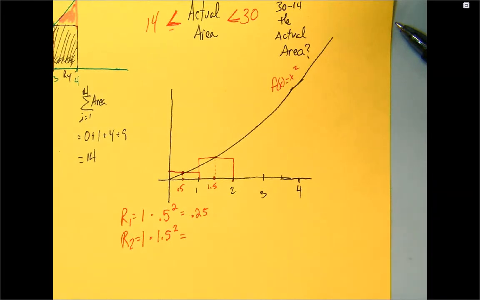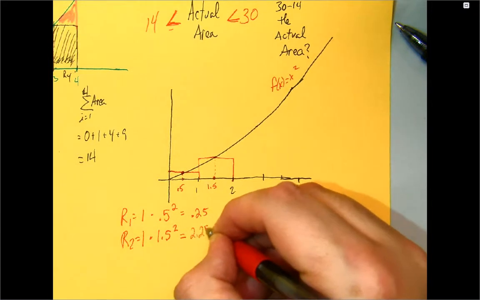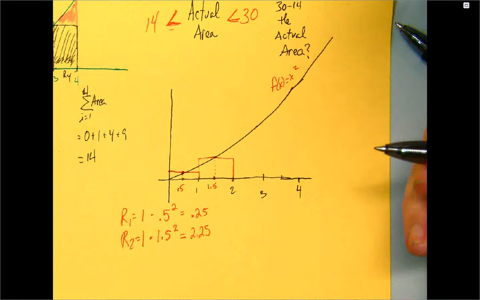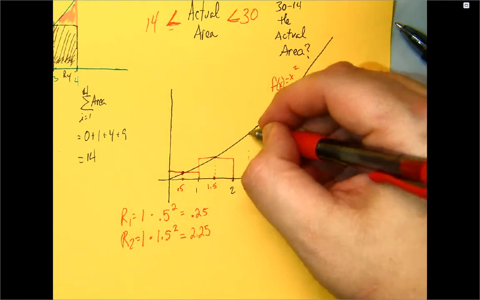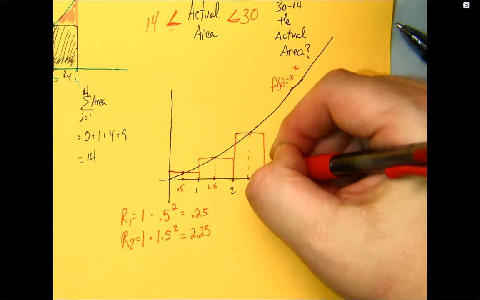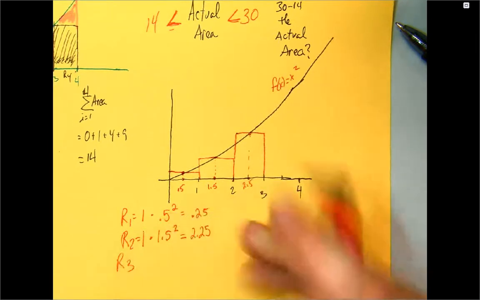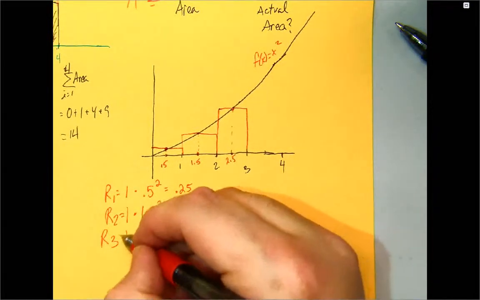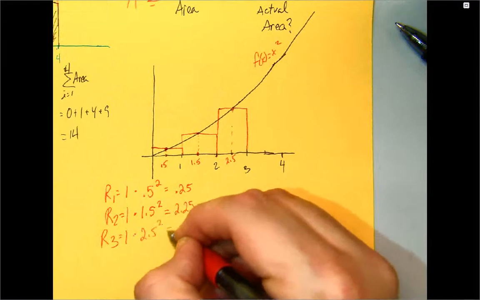Now what's the midpoint between 2 and 3? 2.5. So I'm going to create the rectangle that goes through here at 2.5. The area of that rectangle is, again, 1 times, now it's 2.5 quantity squared. That's 6.25.